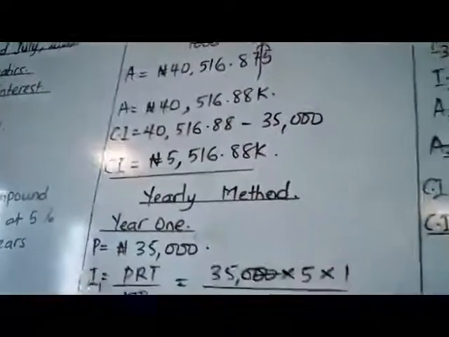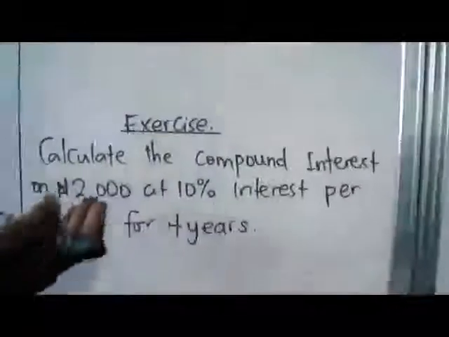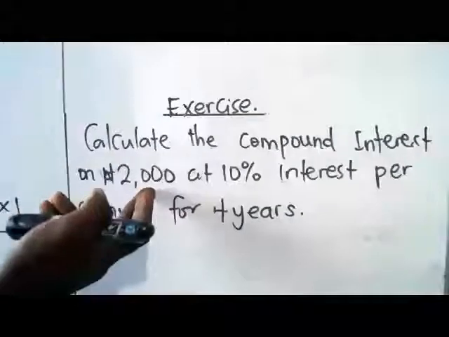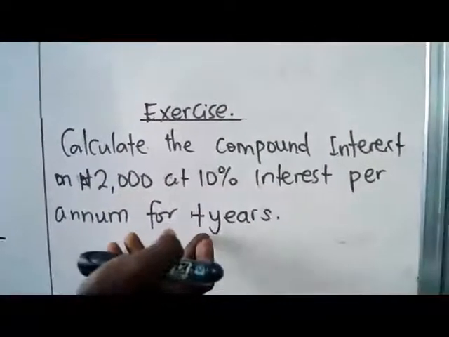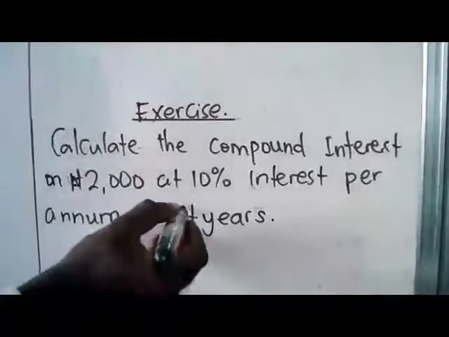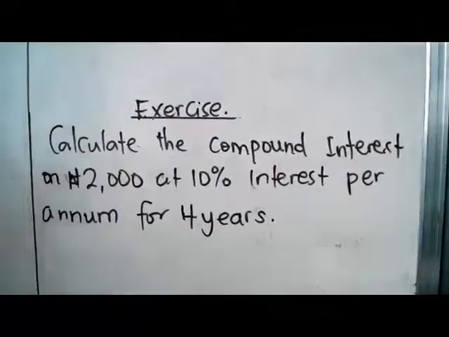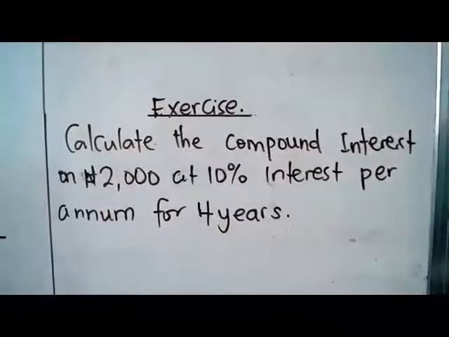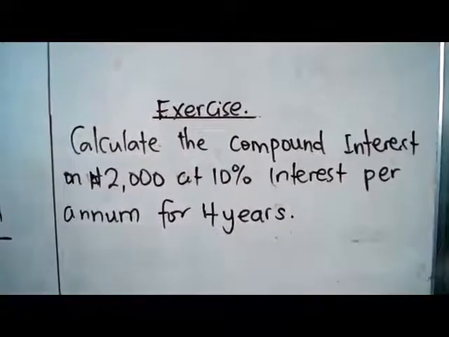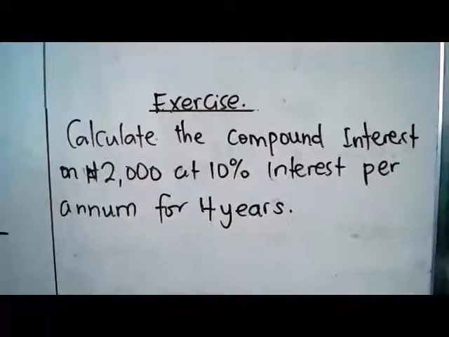I have an exercise for you, right? You have to calculate the compound interest on, this is the principal, this is the rate, and then this is the number of years. Now you are advised to use any method that appeals to you, or a method that you feel you can easily solve, either using the formula method or yearly method.